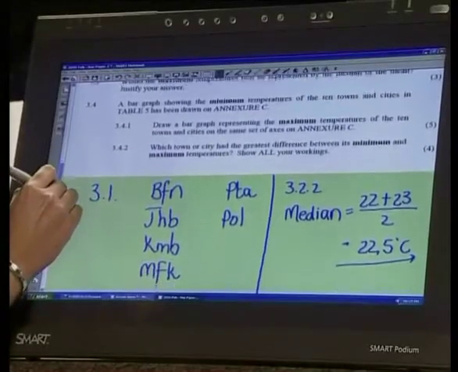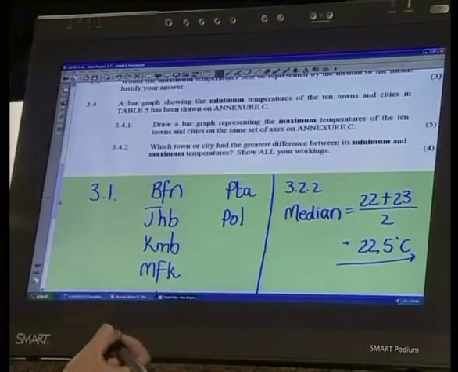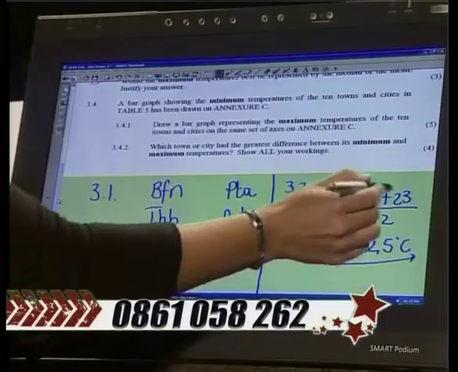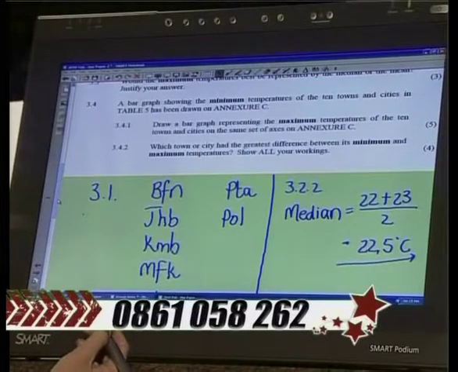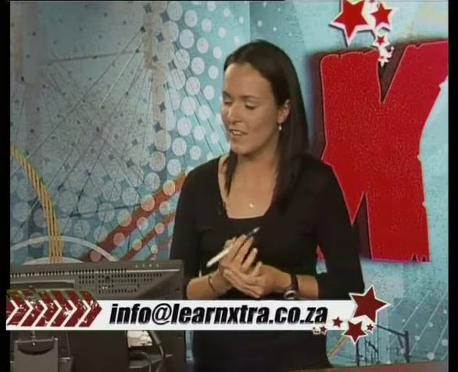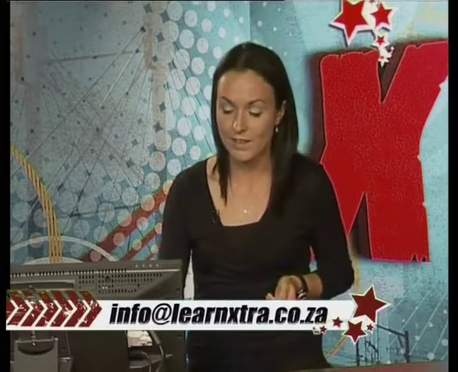We're busy at the moment with question 3 out of the February-March supplementary paper from this year. It's paper 2. So let's just pick up from where we left off. We were looking at, in 3.2.2, how to calculate the median. And I'll remind you again, median meaning middle. So we looked for the middle numbers. We had a data set that had 10 numbers in it, which is the reason why we found the average between the two middle numbers, the 22 and the 23, added together, divided by 2, and that gave us 22.5 degrees Celsius.